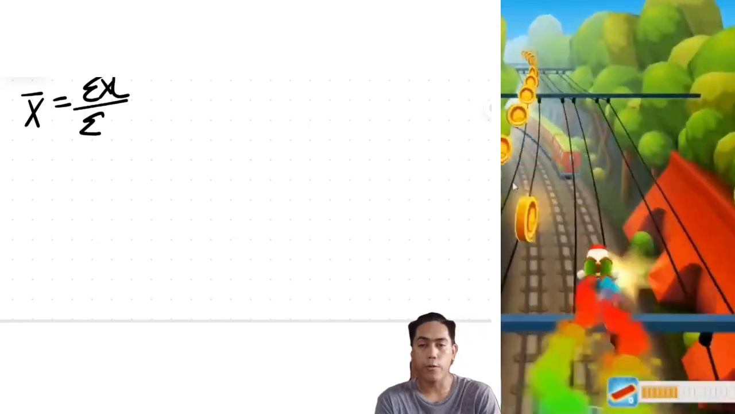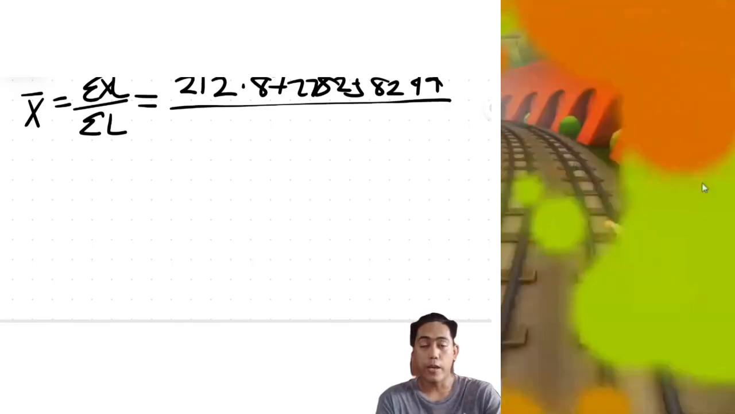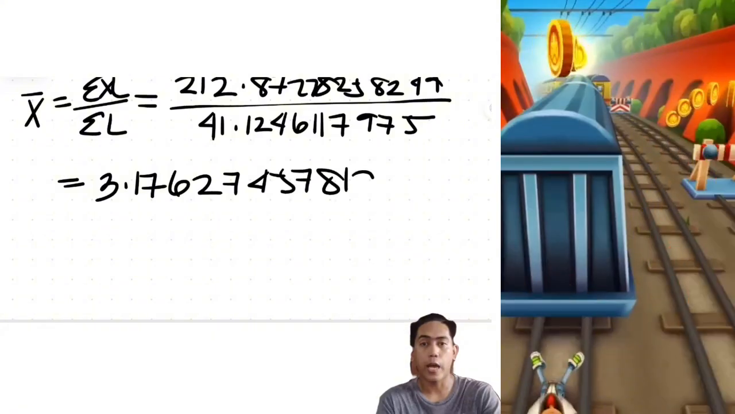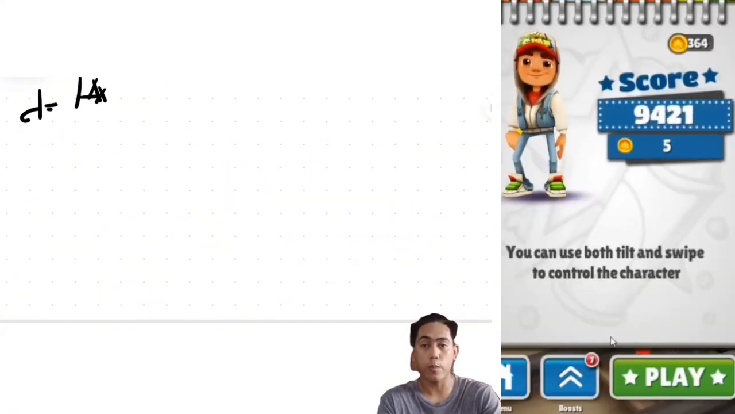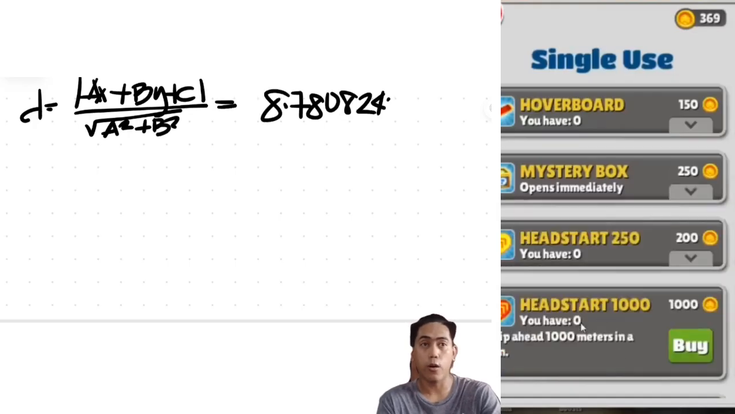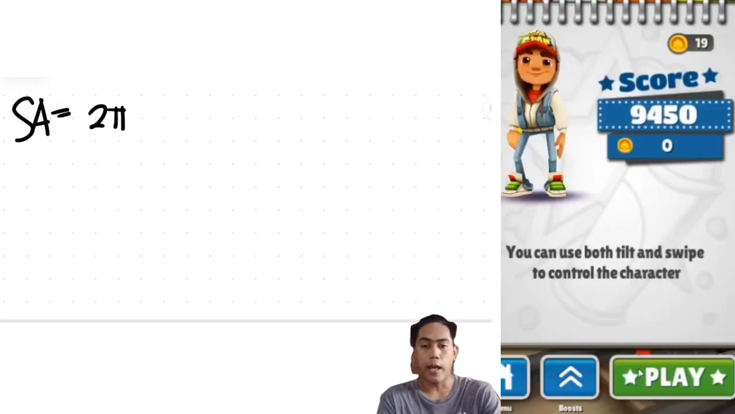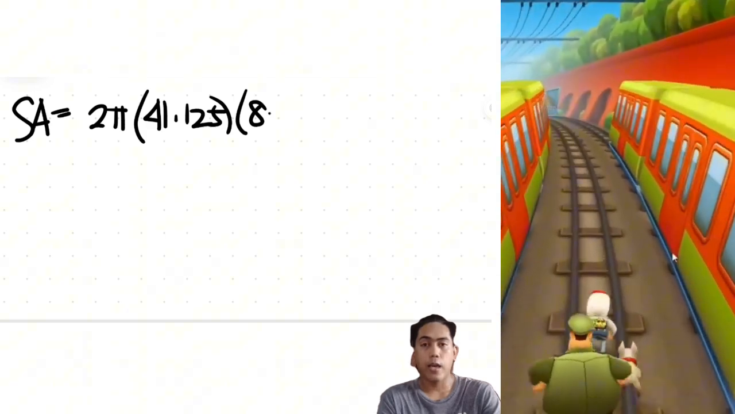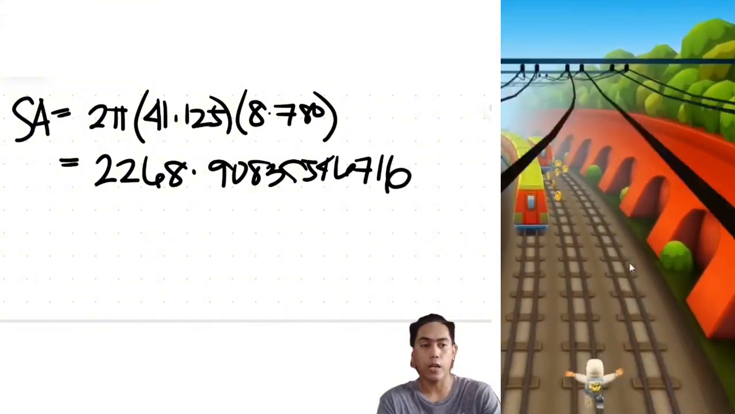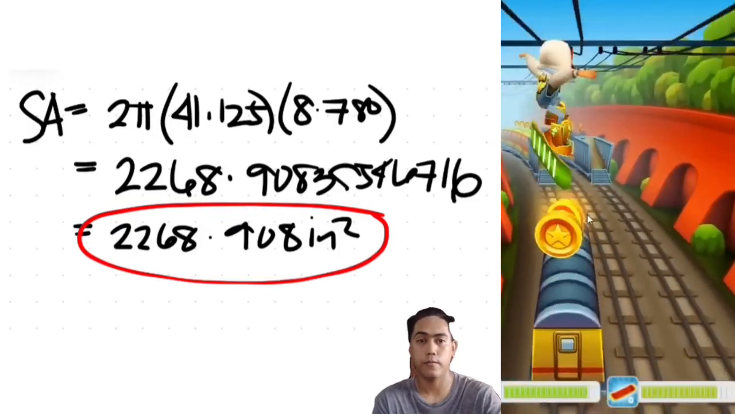Then we also solve for the overall centroid, or the center of the line, by using the formula x bar equals summation of xL over summation of L, and y bar equals summation of yL over summation of L. And then we will solve for the r bar by using the formula for solving the perpendicular distance between a point to a line, and then by substituting the necessary values to the formula for surface area, we will get that the surface area is equals to 2,268.908 square inches.